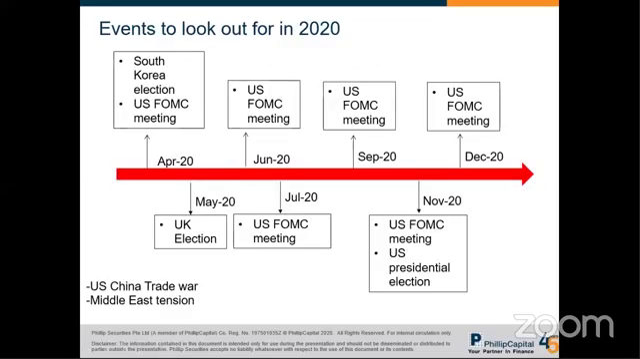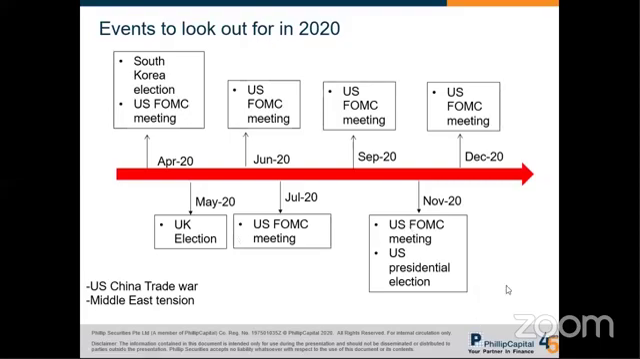Before we actually do investment or trading, we need to take note of the key events that will be happening in 2020. Since the start of the year, we know COVID-19 has been affecting us. In April, there is the South Korea election. Another key event we'll be looking out for is the FOMC meeting, which will happen in April, June, July, September, November, and December. The next key event is the UK election in May.